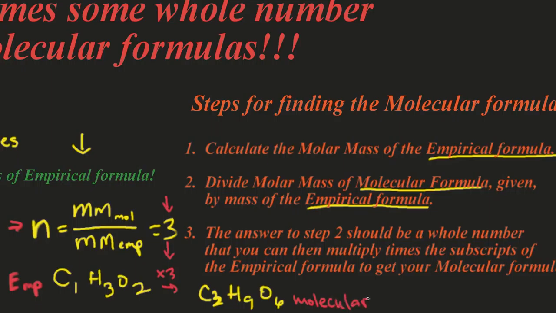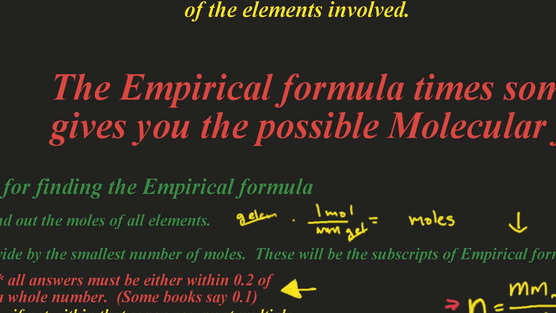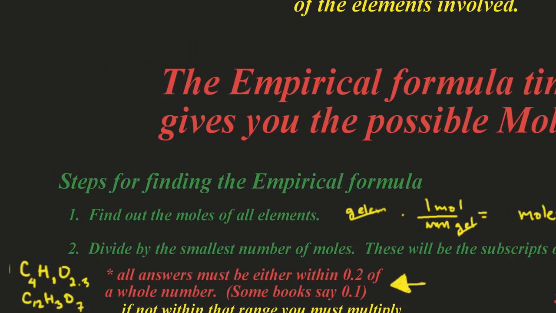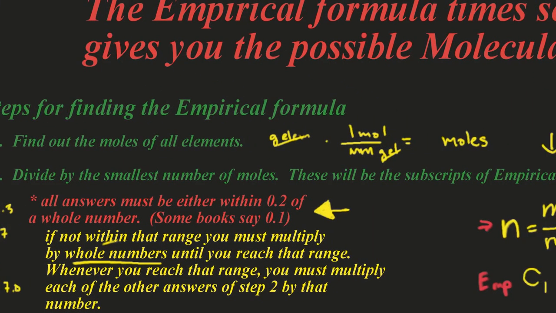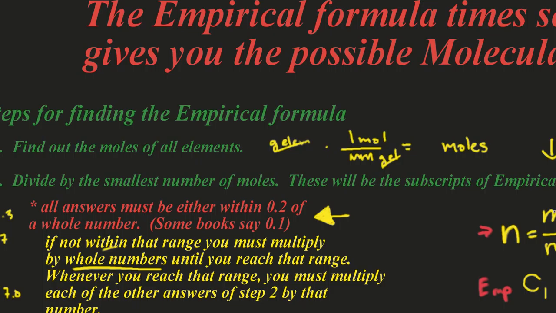Okay? So again, calculate the mass of the empirical formula, divide the mass of the molecular formula, which should be given, by the mass of the empirical formula you calculated in step one, and then multiply each subscript by that whole number. All right, so I hope I've clarified any doubts that you might have on empirical versus molecular formula. You should be able to find both.